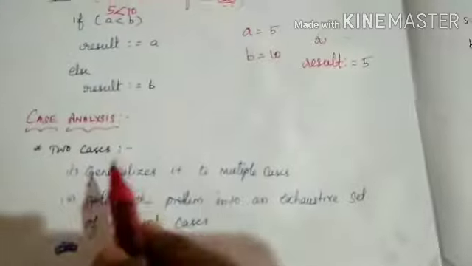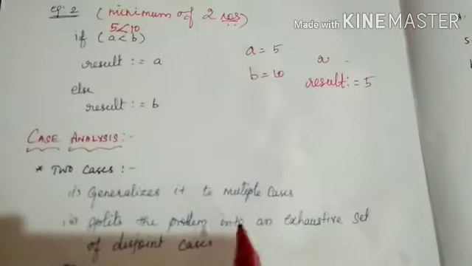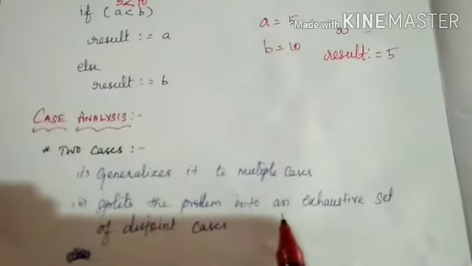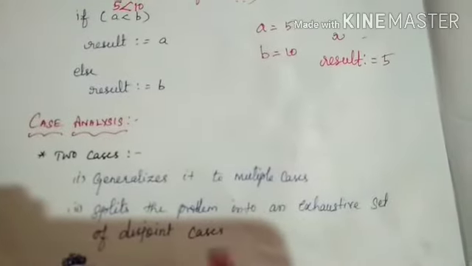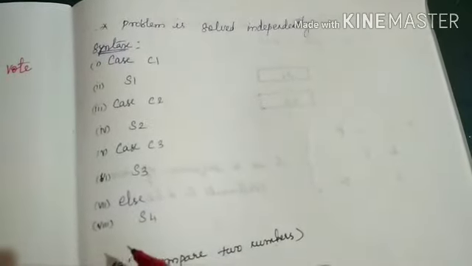The next concept is case analysis. It consists of two cases. One is to generalize the multiple cases, and the second is to split the problem into an exhaustive set of disjoint cases. One more feature in case analysis is that each problem is solved independently. Here more than one condition is given, so based on the condition, the statements are executed.